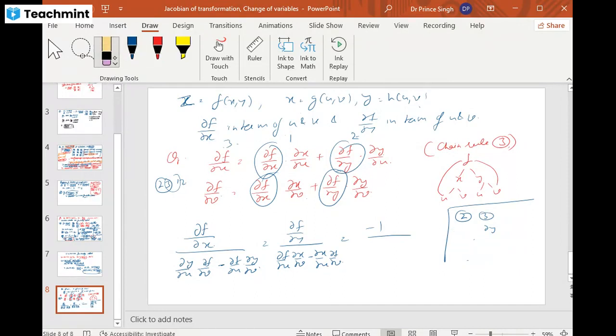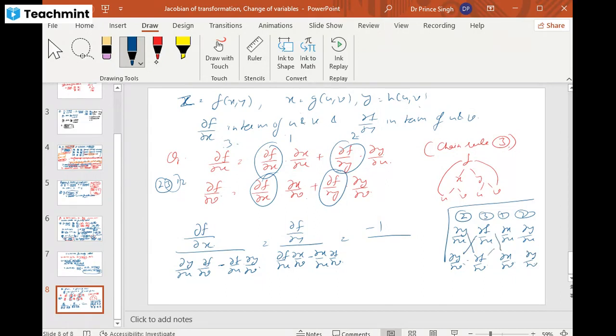The coefficient of the second number term is ∂y/∂u, ∂y/∂v. Number 3 coefficients are the right hand side, meaning the other side term: ∂f/∂u, ∂f/∂v. Then number 1 is ∂x/∂u, ∂x/∂v, and again number 2, ∂y/∂u, ∂y/∂v. So this into this minus this into this. This is the first term we have written.